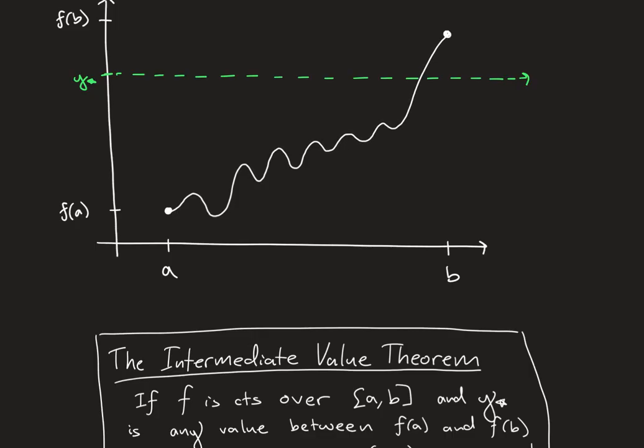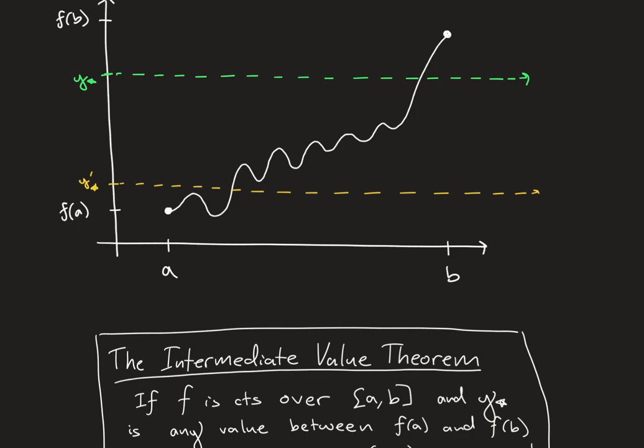I have to reach up there. What this theorem says is you will always have to cross that green line if you are a continuous function, and if that green line is any line in between these. So that would have also worked for this yellow line, maybe down here. So here's y prime, y star prime.